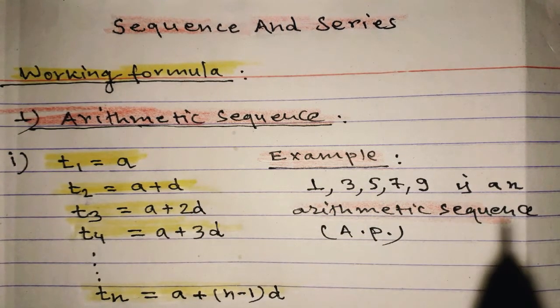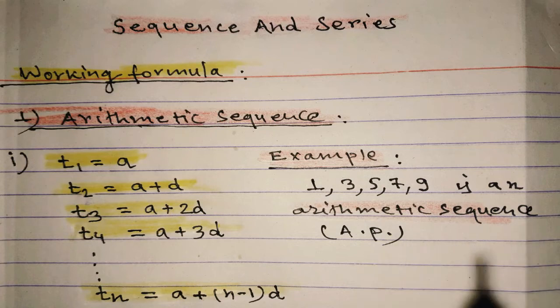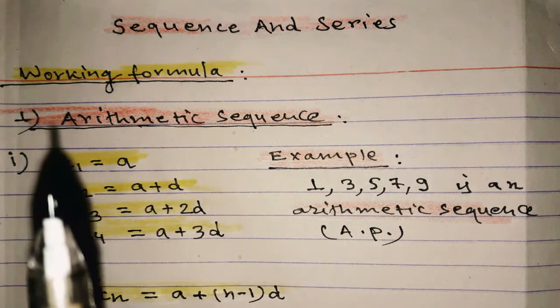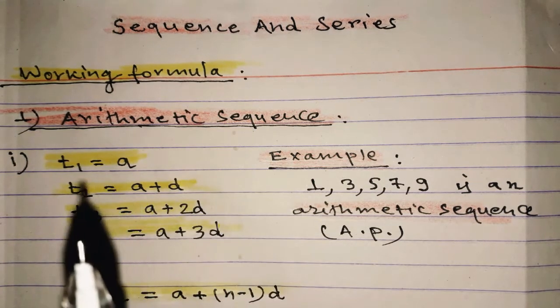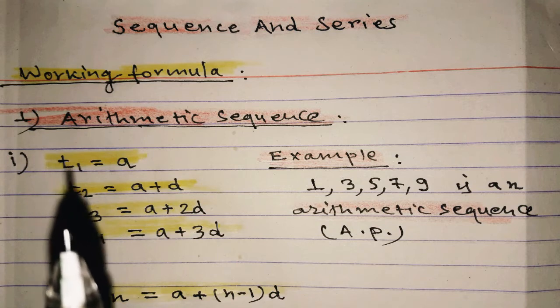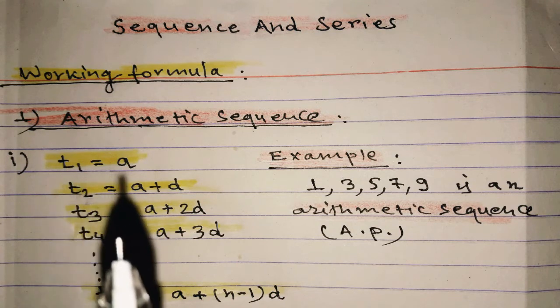So an arrangement of numbers, or a sequence, having the same common difference is called an arithmetic sequence, and it is also known as arithmetic progression. Let's go to formula number 1. According to formula number 1, the first term of an arithmetic sequence, that means T1, is equal to A.